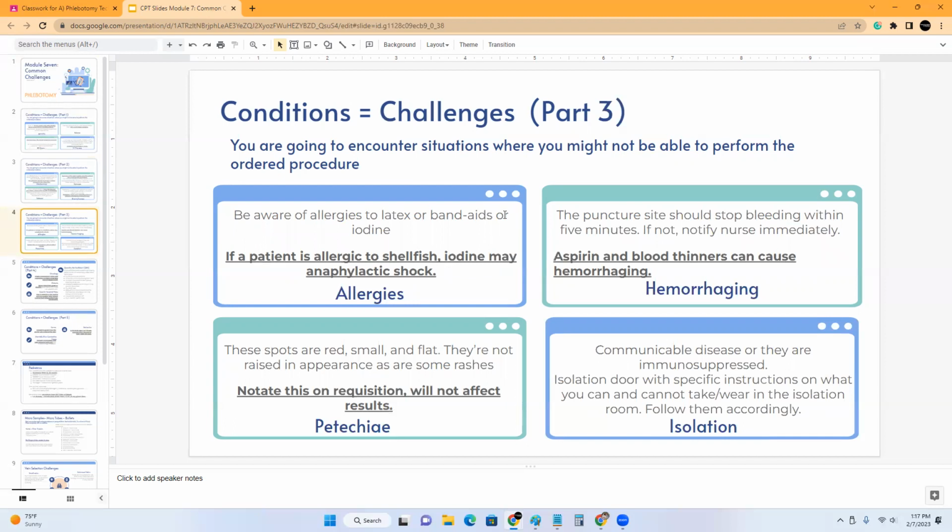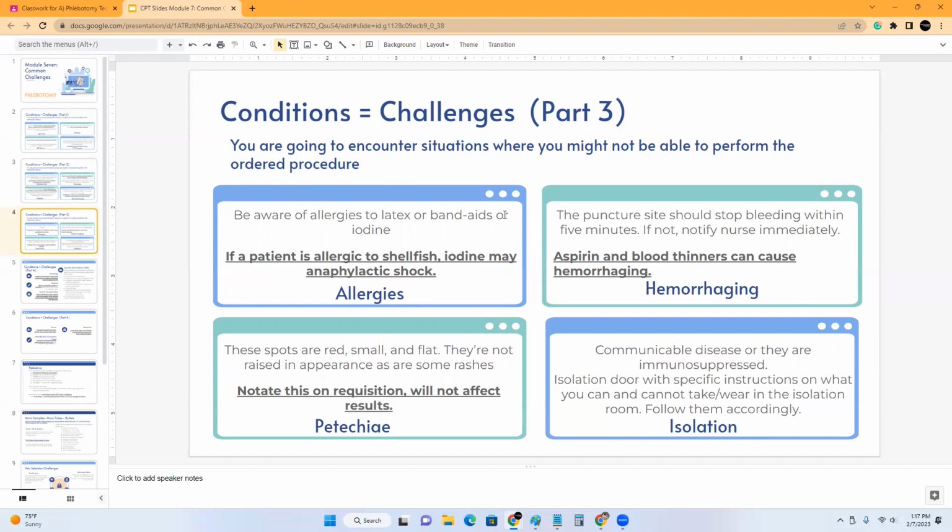Hemorrhaging. So if a patient is on any type of blood thinning or blood thinning conditions, aspirin or Coumadin, Jantoven, warfarin, however you want to say it. There's Eliquis, other types of blood thinners. Hemorrhaging can happen. This is internal bleeding where the site does not clot within 5 minutes.